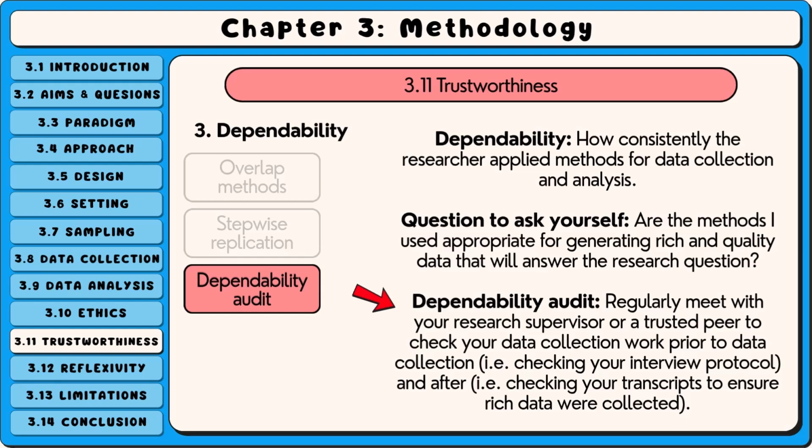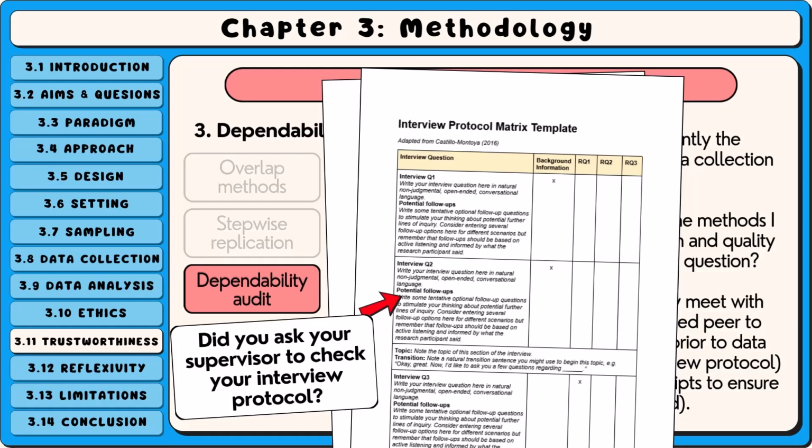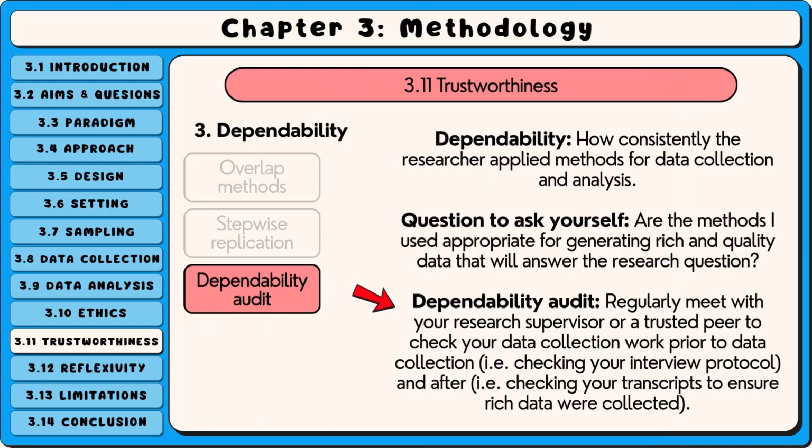To demonstrate dependability in an honors thesis, I recommend using a dependability audit, which involves regularly meeting with your research supervisor or a trusted peer. But this time it is about checking your data collection work, both prior to data collection, which usually involves bringing an interview protocol to your research supervisor to have them check over it, and also after your work of data collection has been completed, which involves bringing your raw transcripts to your research supervisor to check whether you generated rich data sufficient to answer the research question.